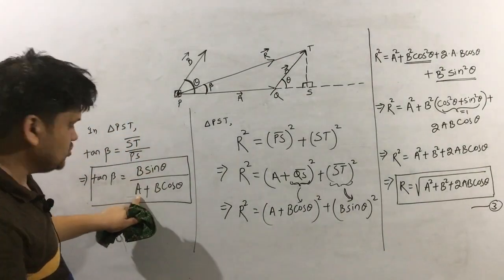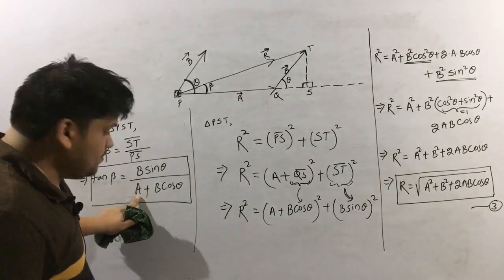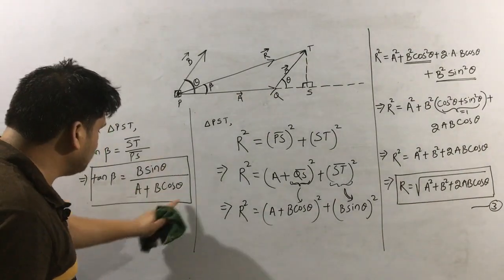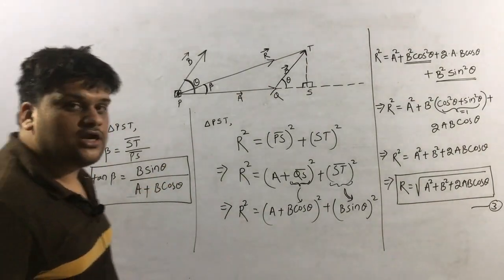A in the previous question, what was it? A was 10, B was 5 and theta was 60. So put these in this equation and you will find the value of tan beta.